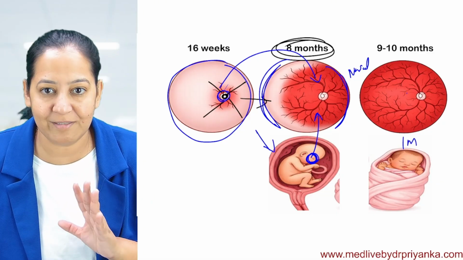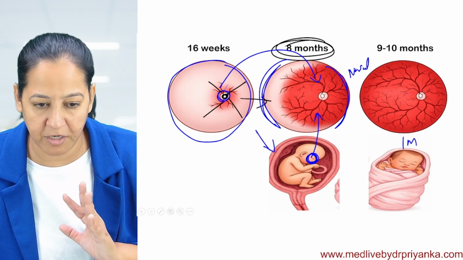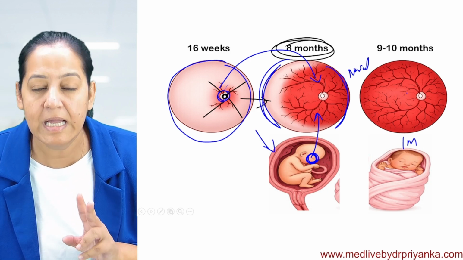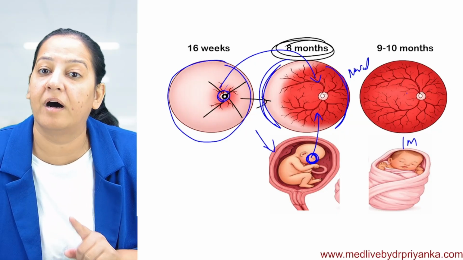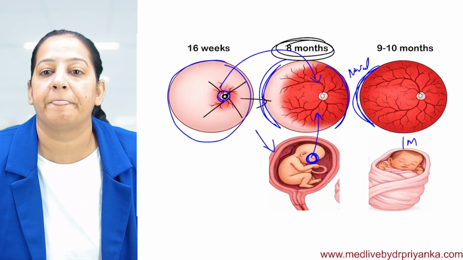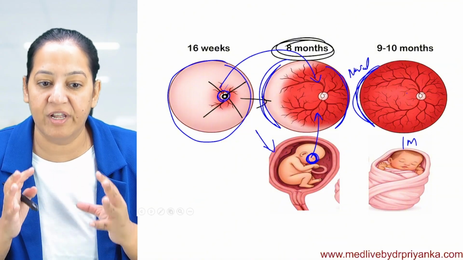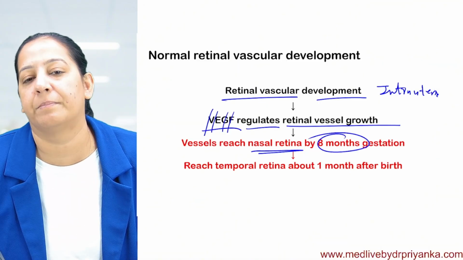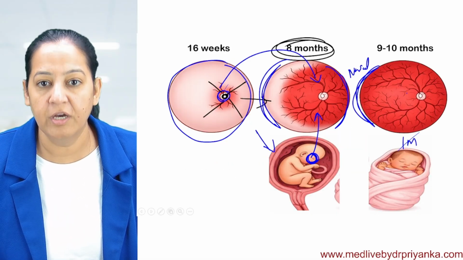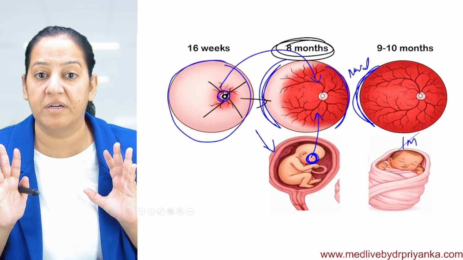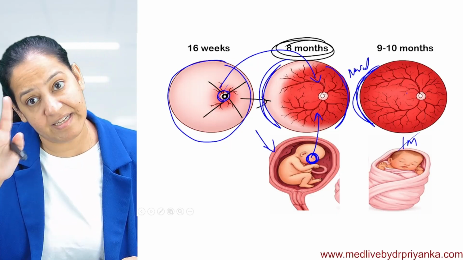So birth takes place at 9 months. The gestational period in humans is 9 months, 9 days, plus minus. So at 9 months, 9 days, the birth is taking place. And after 1 month of the birth, they are reaching the temporal end. So basically, complete vasculature develops after 1 month of the birth. You can see this is complete vasculature development of retina. Normally, it takes place like this.